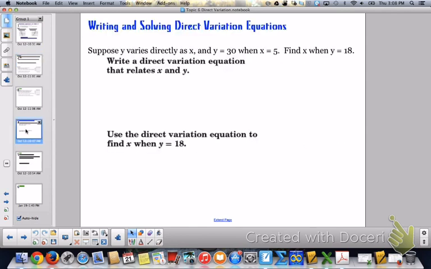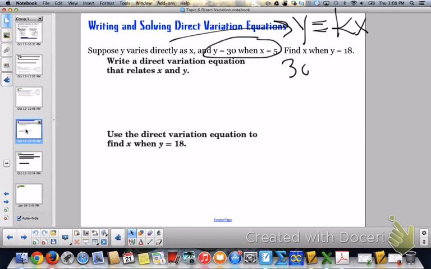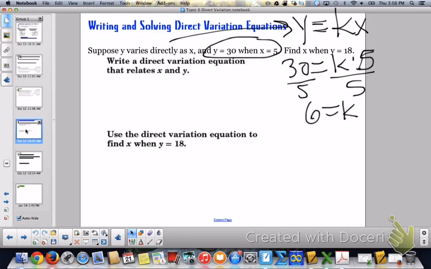Okay, writing and solving direct variation equations. What you always need to remember is direct variation is in the form y equals kx or y equals mx. Okay, so this first one, we have suppose y varies directly as x. Right there it tells you you have y equals kx. Y equals 30 when x equals 5. Divide by 5. 30 divided by 5 is 6. So we get k equals 6. So our direct variation equation would be y equals 6x.